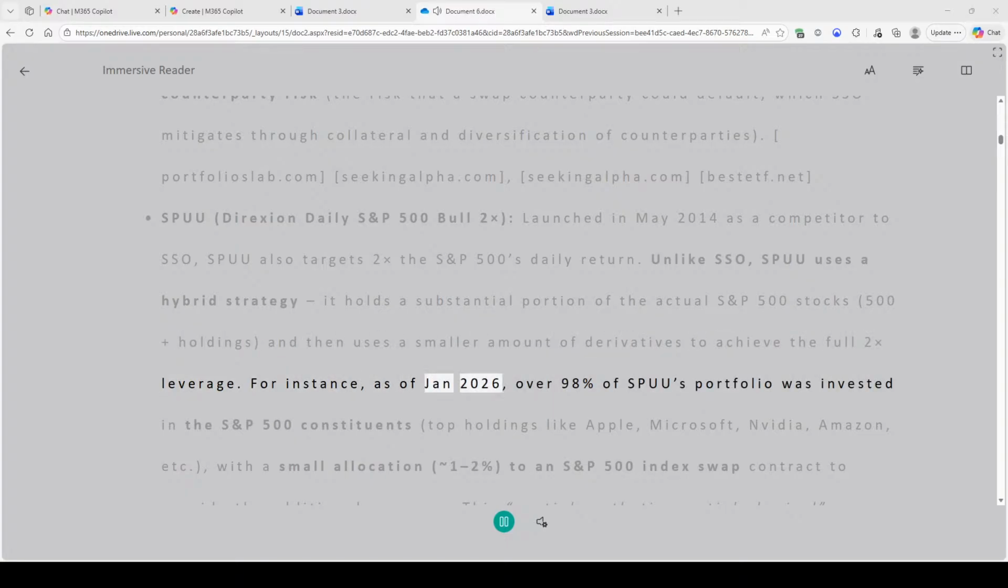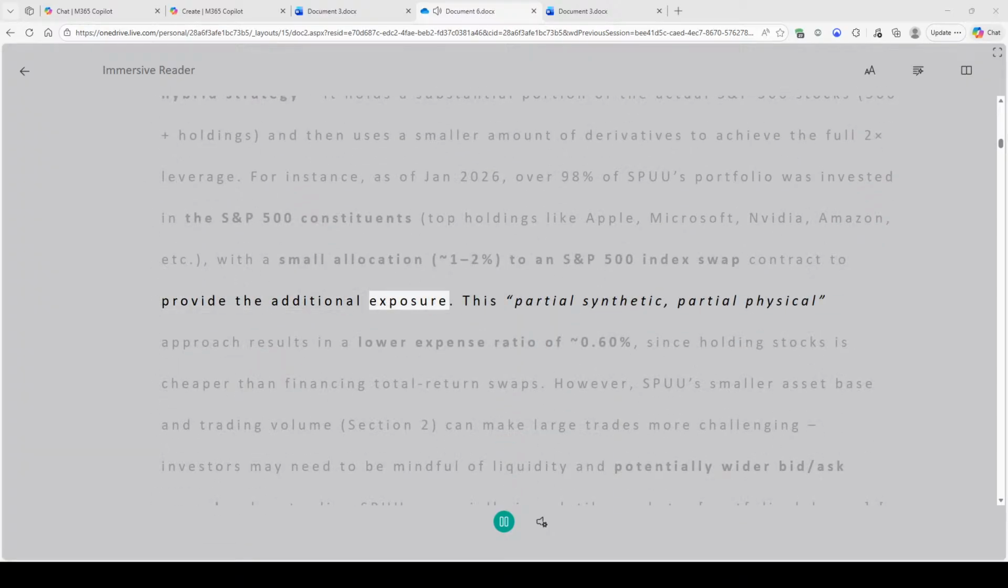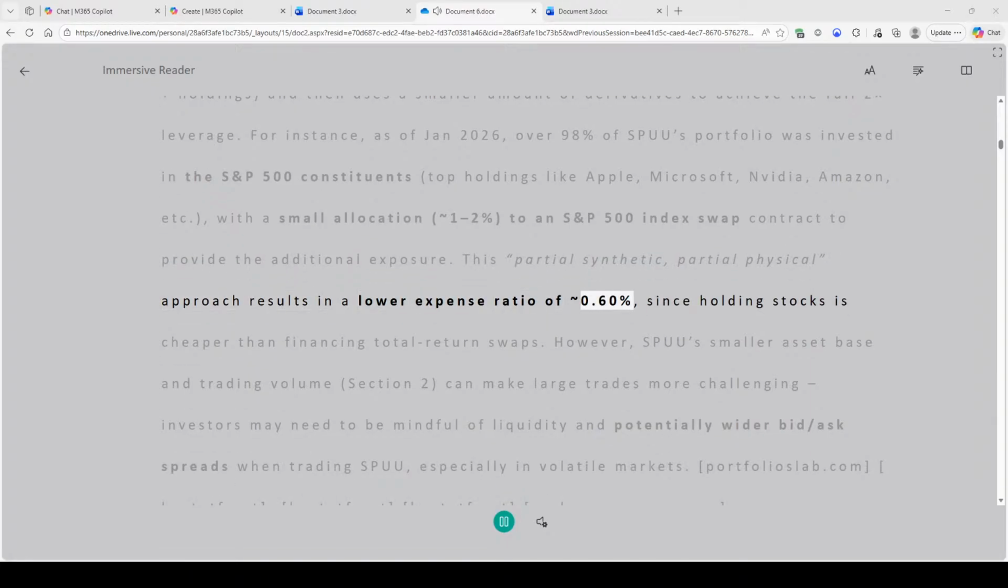For instance, as of January 2026, over 98% of SPUU's portfolio was invested in the S&P 500 constituents, top holdings like Apple, Microsoft, Nvidia, Amazon, etc., with a small allocation, 1 to 2%, to an S&P 500 index swap contract to provide the additional exposure. This partial synthetic, partial physical approach results in a lower expense ratio of 0.60%, since holding stocks is cheaper than financing total return swaps. However, SPUU's smaller asset base and trading volume can make large trades more challenging. Investors may need to be mindful of liquidity and potentially wider bid/ask spreads when trading SPUU, especially in volatile markets.